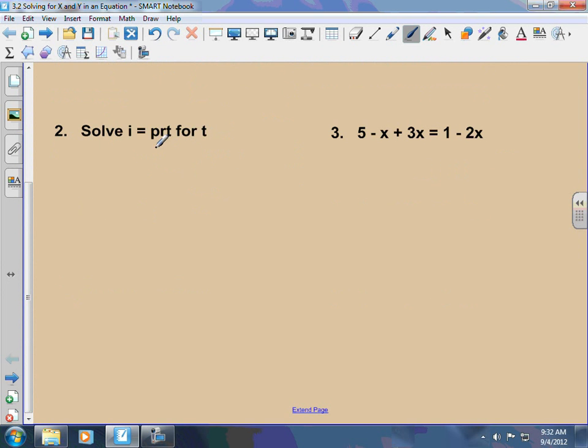Okay, I'm solving for t. That means I'm going to divide by p and r. So I divide both sides by p and r. So I over pr equals t, because these cancel out. Okay?